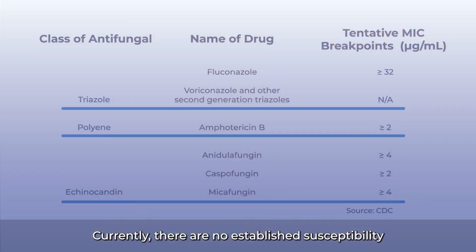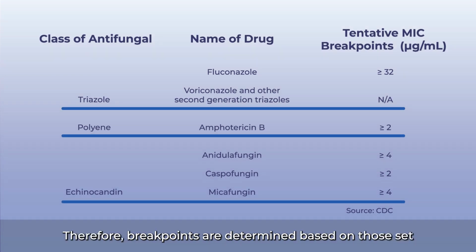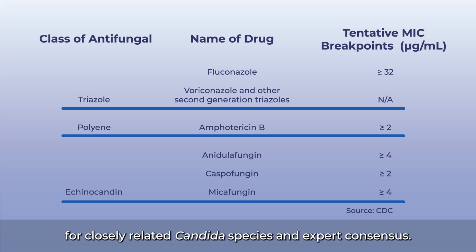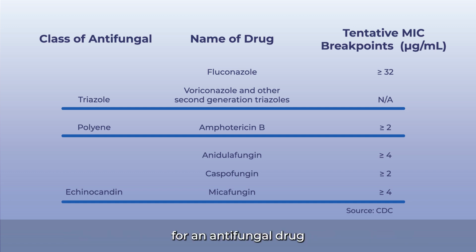Currently, there are no established susceptibility breakpoints specific to Candida auris. Therefore, breakpoints are determined based on those set for closely related Candida species and expert consensus. A higher minimum inhibitory concentration, or MIC, for an antifungal drug should not automatically rule out its use, particularly if other antifungal treatments have proven ineffective for the patient.